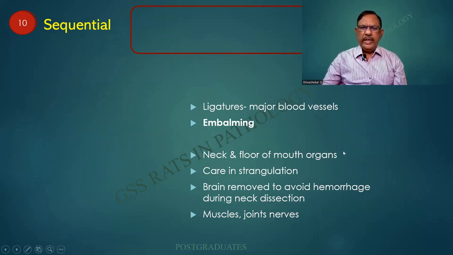Also, there has to be an examination of the neck and the floor of the mouth organs. Care should be taken in cases of strangulation because such a mark should be avoided. It is more for forensic pathology, but we also shall be having it in mind. Sometimes books such as Ludwig or even Lanegever recommend that the brain be removed earlier, so that there is no pouring in of blood from the cerebral vessels into the neck also. These organs or regions can be avoided as much as possible unless wanted.